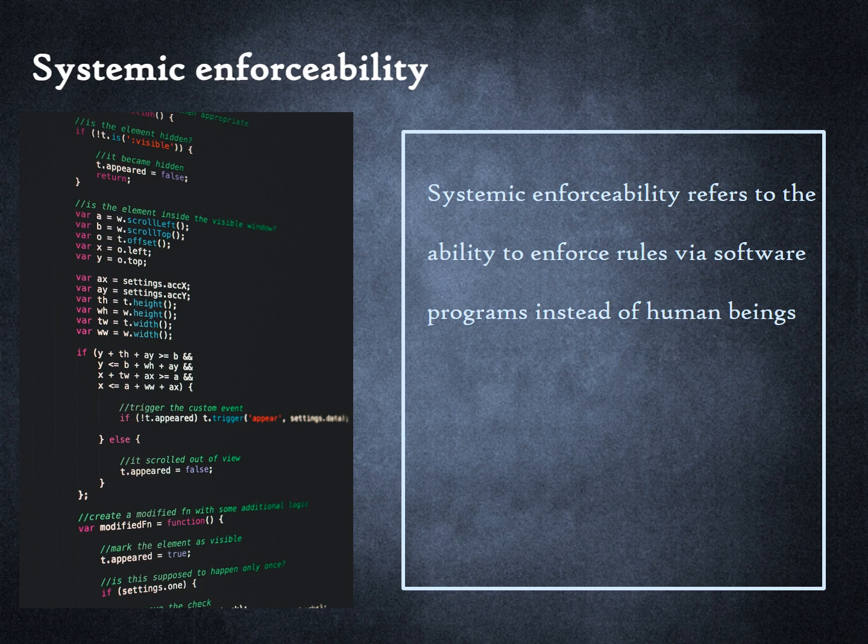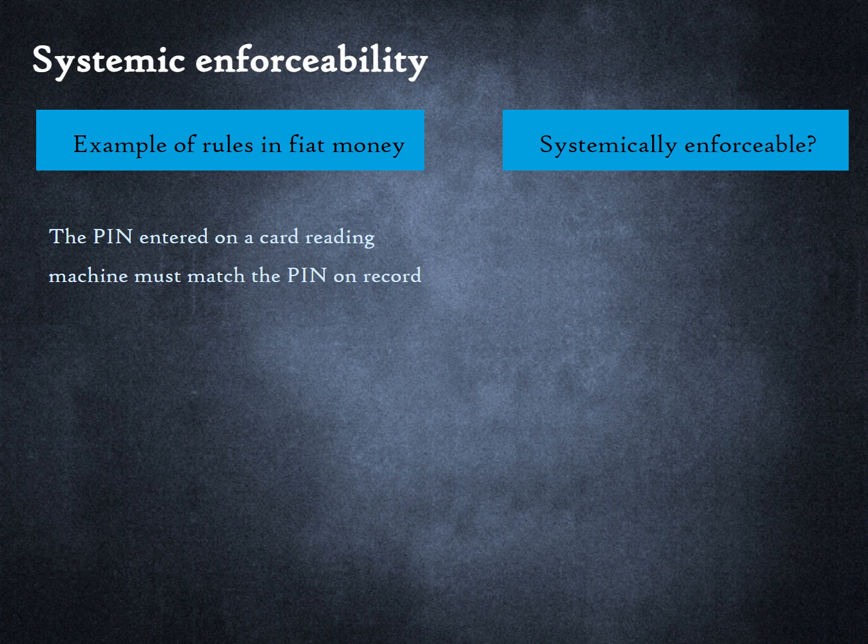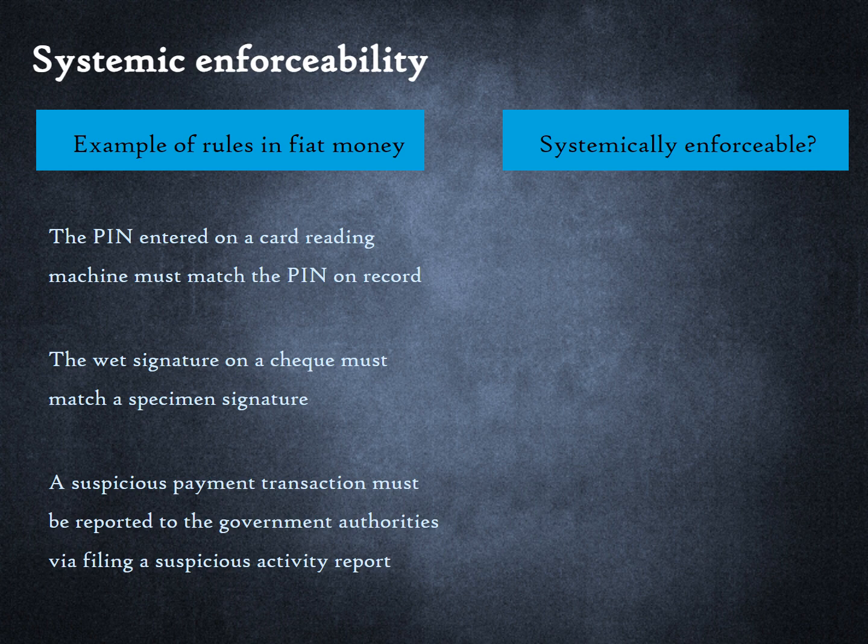Red light cameras are an example of systemic enforcement, while tickets issued by a policeman is manual enforcement. Consider the following rules. The PIN entered on a card reading machine must match the PIN on record. The wet signature on a check must match a specimen signature on record. A suspicious payment transaction must be reported to the government authorities via filing a suspicious activity report.